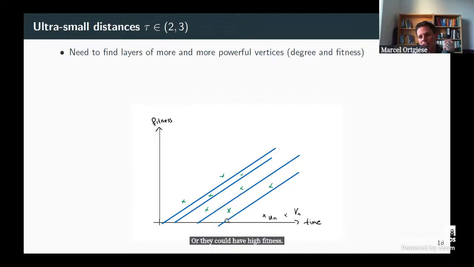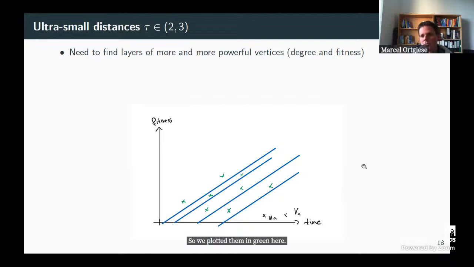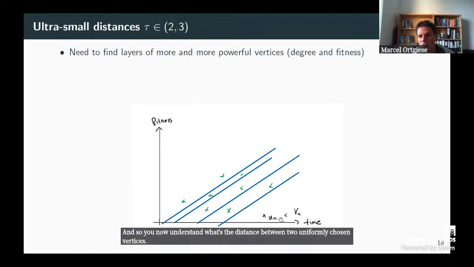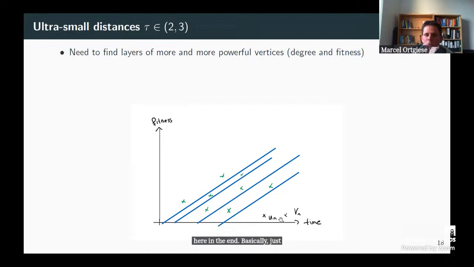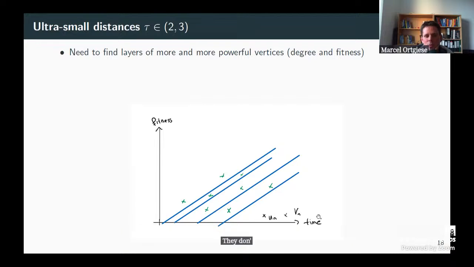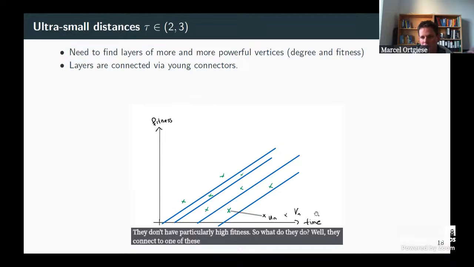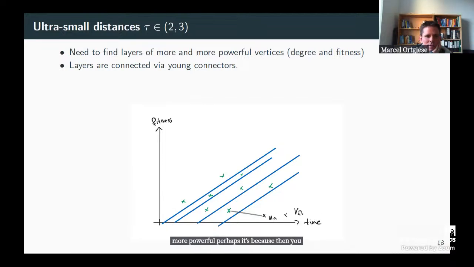That's what this picture is supposed to illustrate. We have these layers of more and more special vertices that become more and more powerful. I've plotted them in green here. You now want to understand the distance between two uniformly chosen vertices, U and V_n. Those are just standard vertices. They fall down here. They come in late, and they don't have particularly high fitness. So what do they do? Well, they connect to one of these more powerful vertices, because there is a high probability of connecting to one of those.